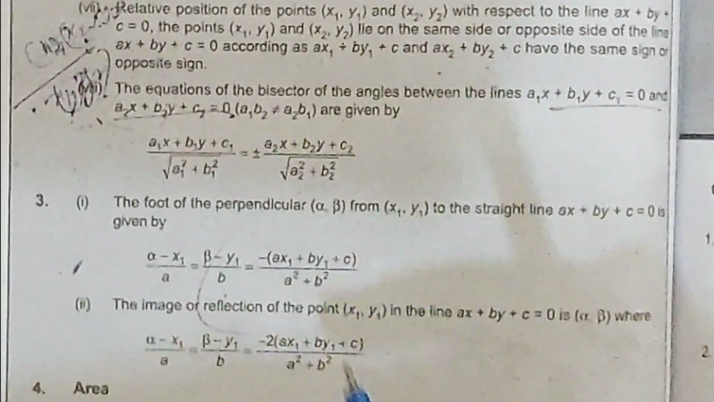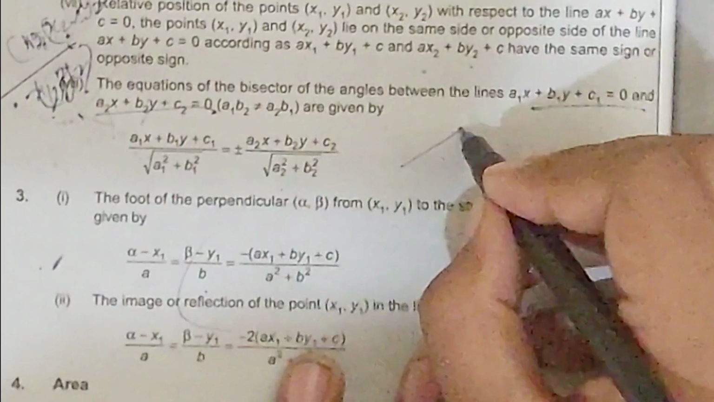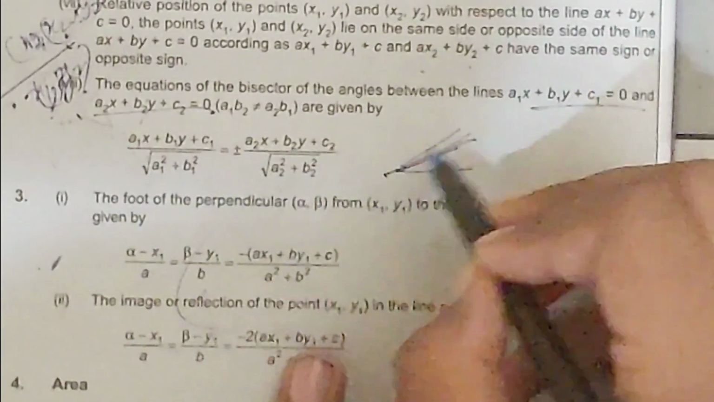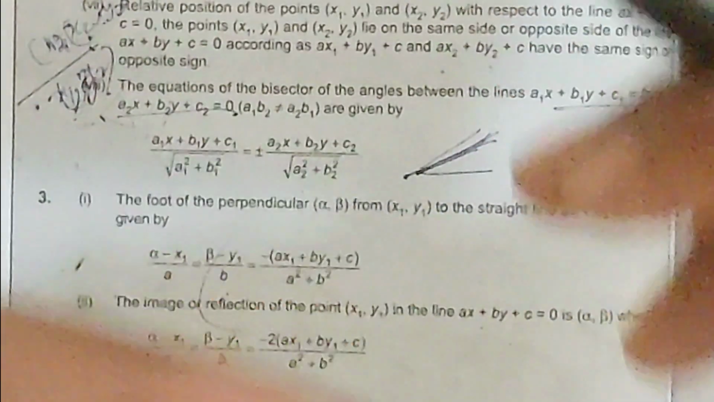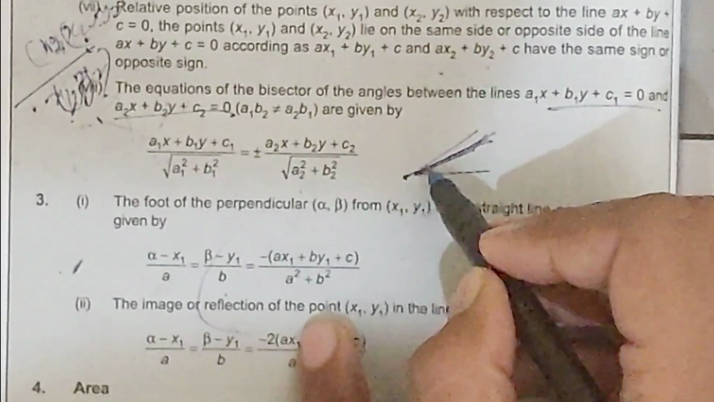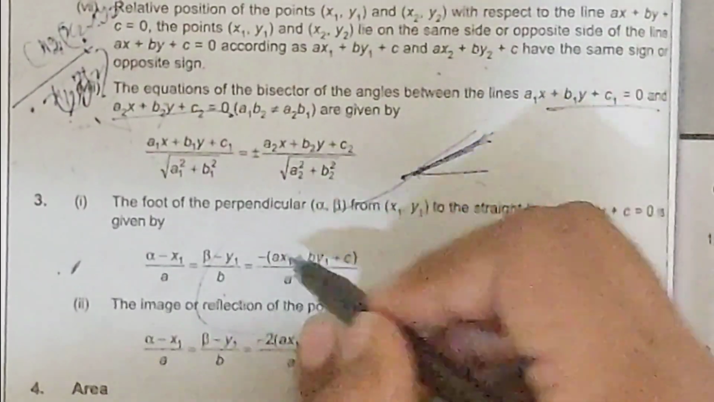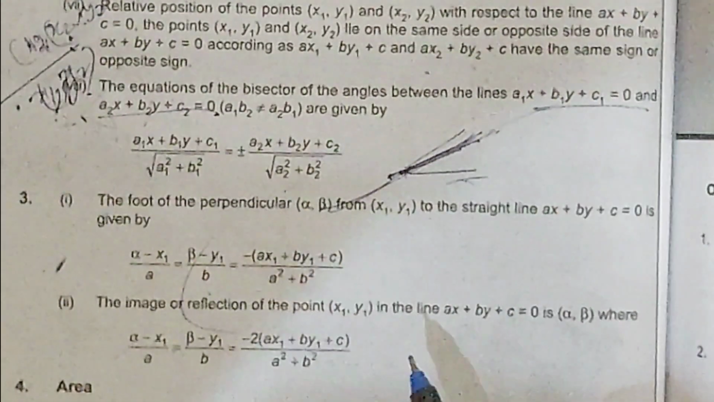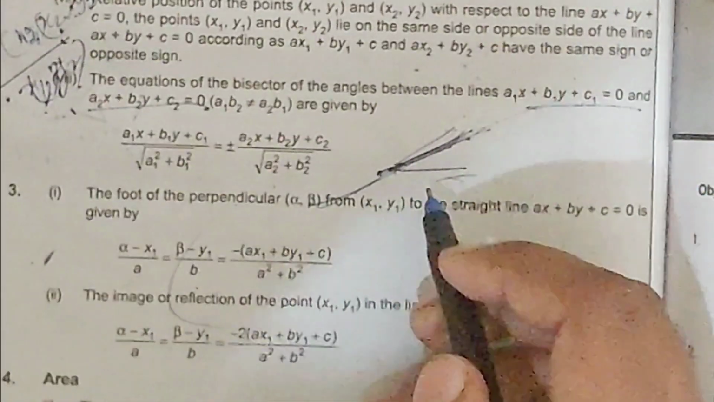Then you have to find the angle bisector. This is the line, this is the line. You have to find the angle bisector's line. To find the bisector of the angle, actually there can be two lines bisecting them, right? One can be this, another can be this. This line is also bisecting the two lines, and this line is also bisecting.